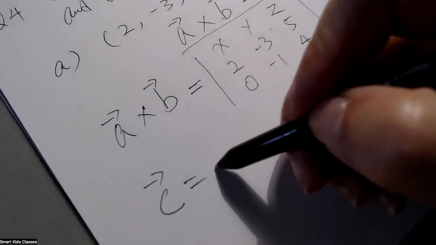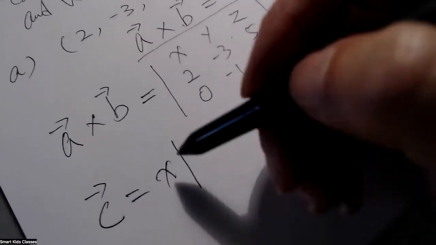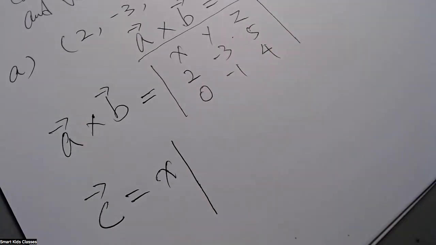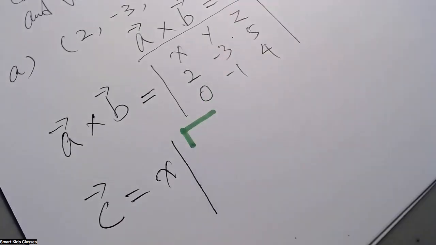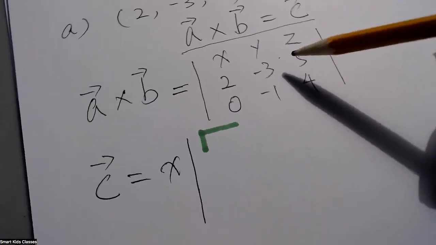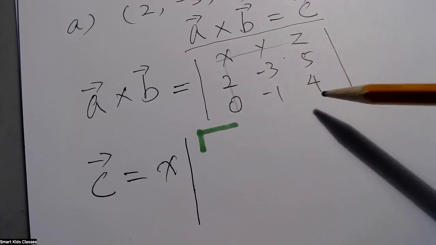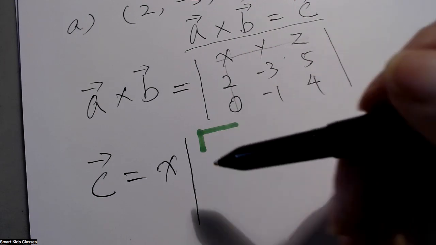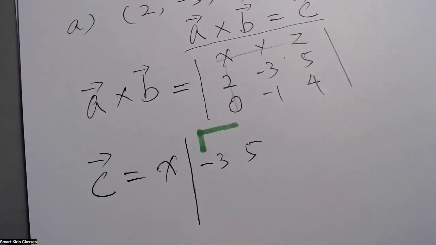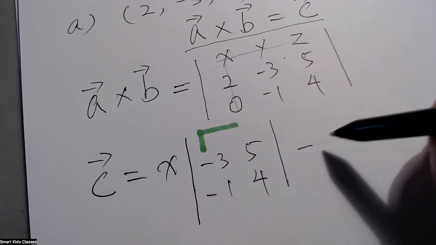Now, it's going to be equal to X. We're going to cross each axis. For the X, I'm going to write a shape here. Cross it out vertically. What is left inside are these four numbers, and we move them here directly: -3 and 5, -1 and 4. That's for X.